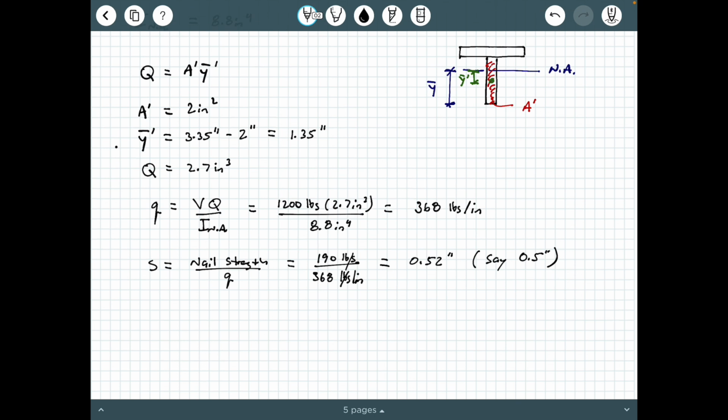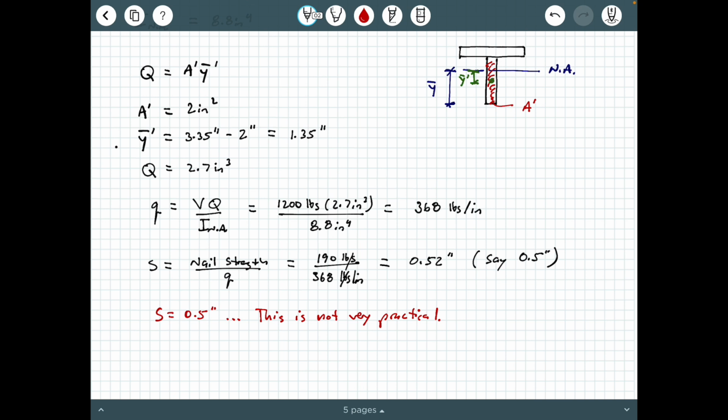Now, let's talk about this. Does this make sense? Well, numerically, sure. We did the calculations correctly, and we finally get S equals 0.5 inches. I'm going to say, however, this is not very practical, okay? Why is that not very practical? Well, think about it. If you were nailing these two boards together, putting a nail every half an inch is a very tightly spaced nail pattern or row of nails, okay?